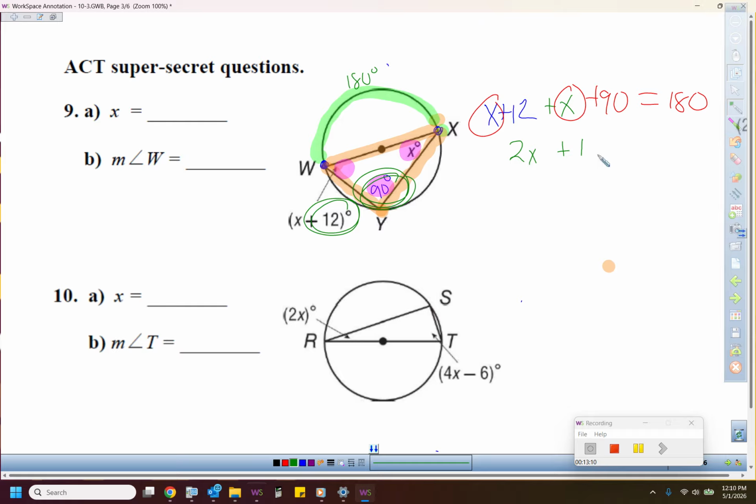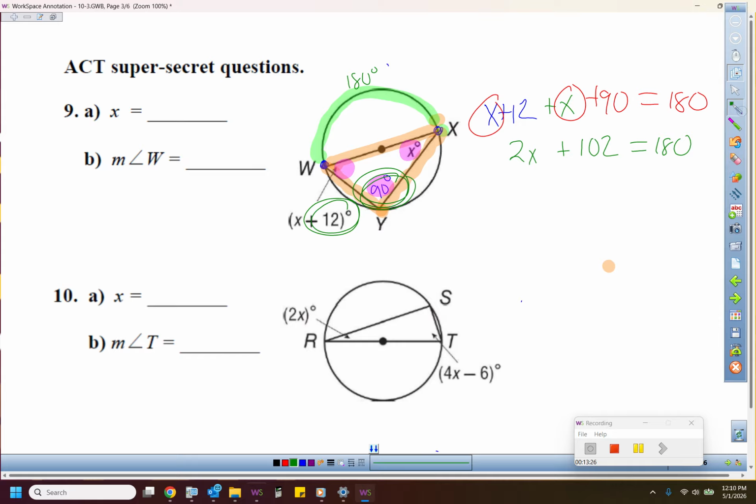So 12 plus 90 is 102. Shouldn't that add up to be 180? Does that make sense how I just combined all the like terms? When we do any others, if you don't want to do that top line, you don't have to. Just go ahead and combine all the like terms. But holy cow, has it been a while since we solved an equation?